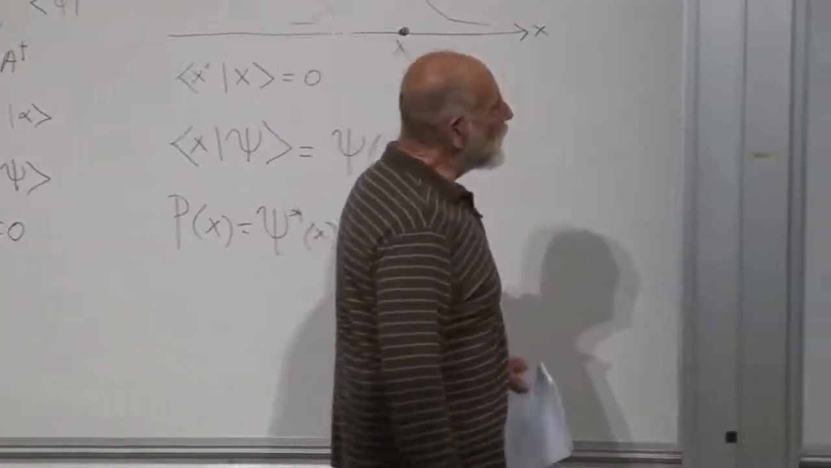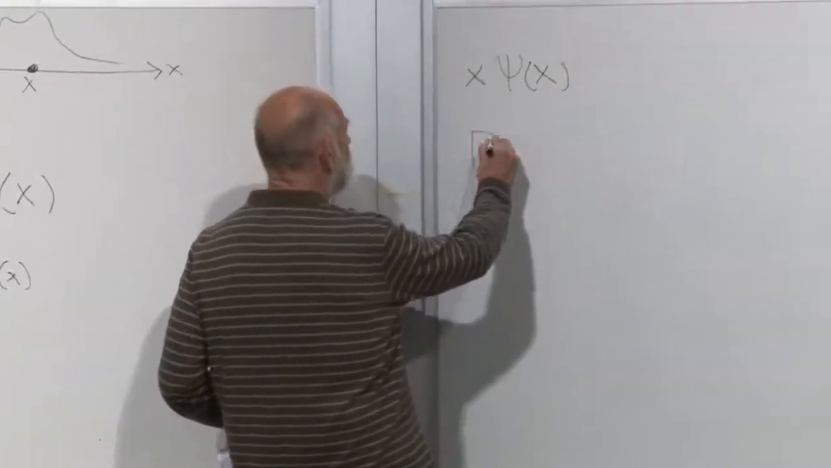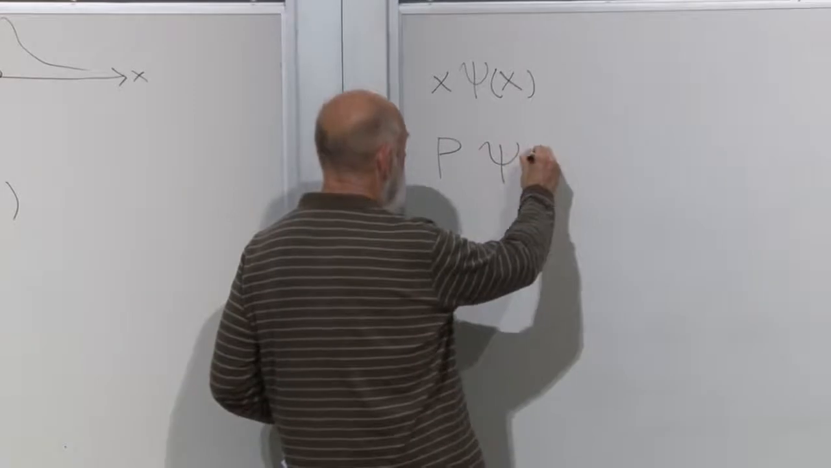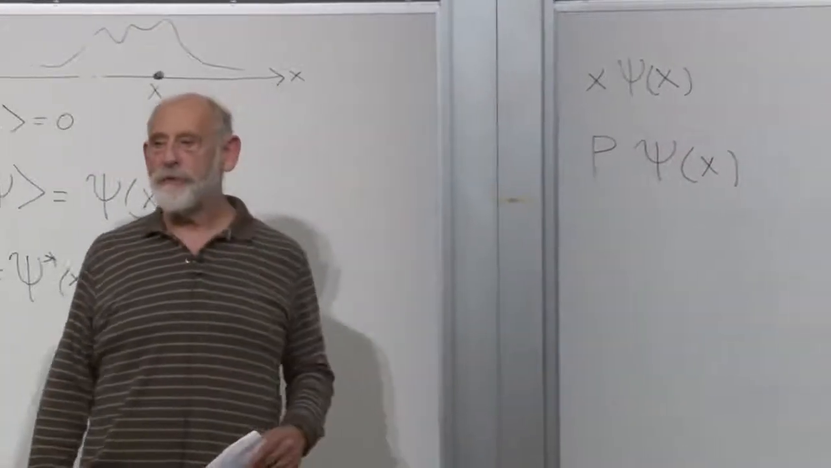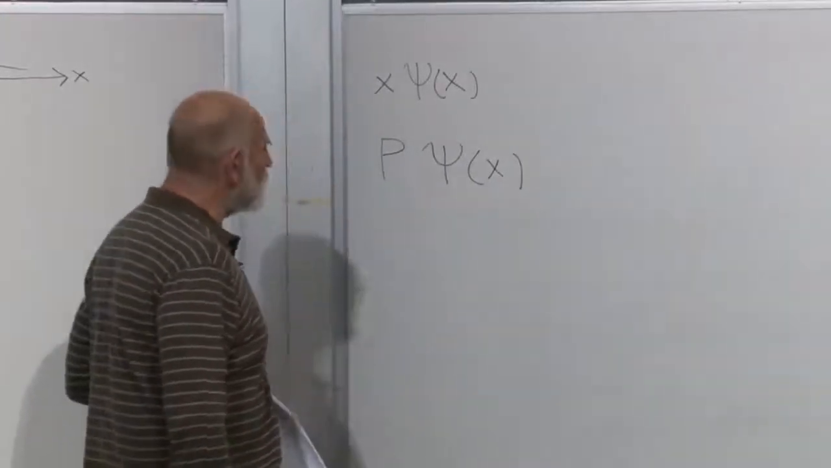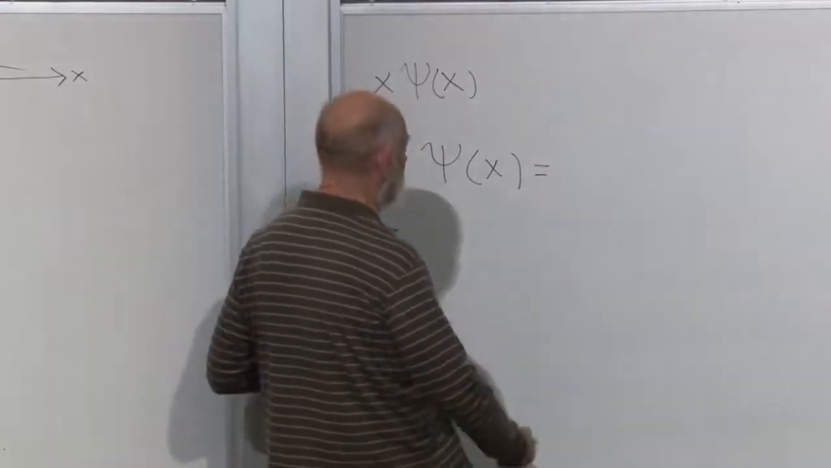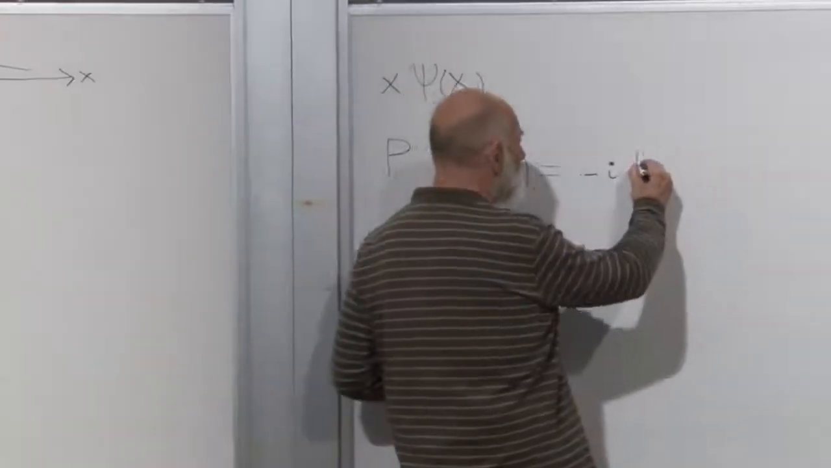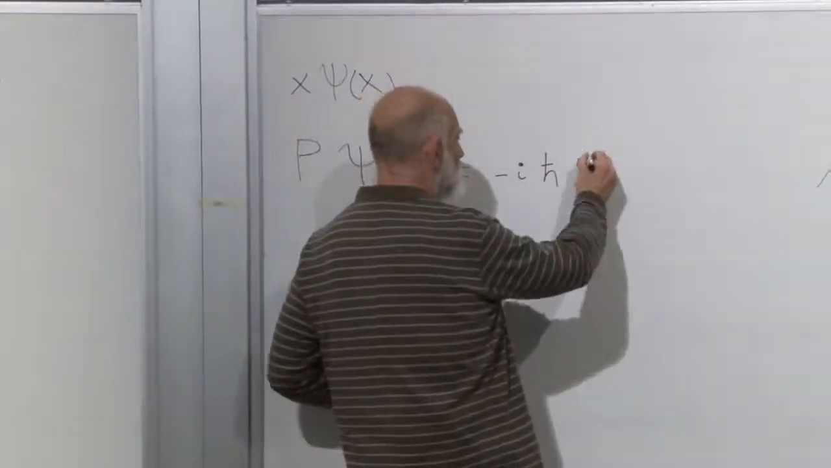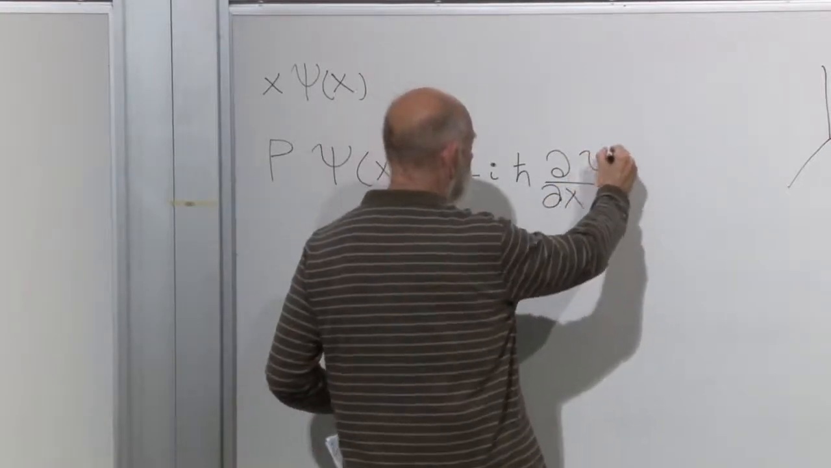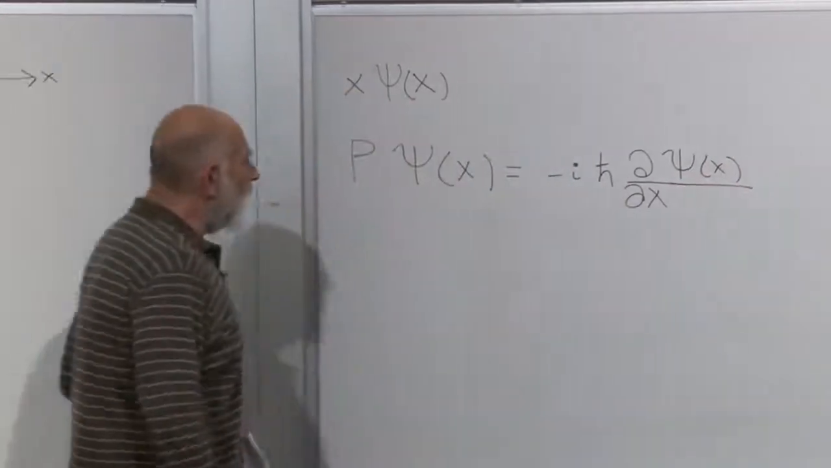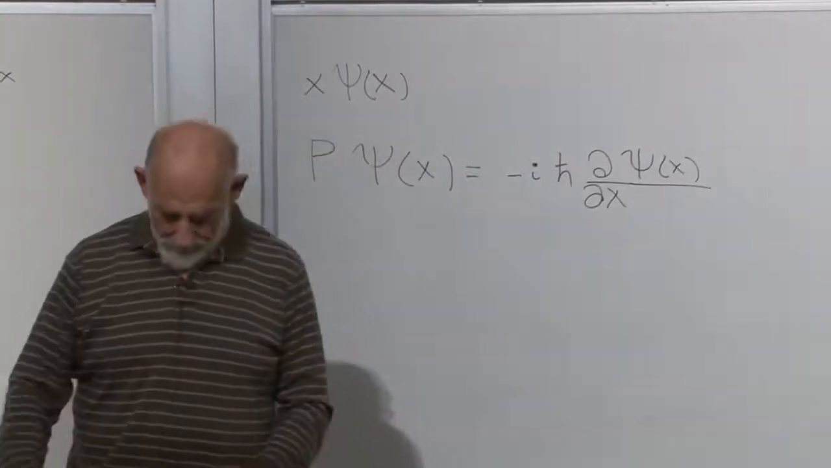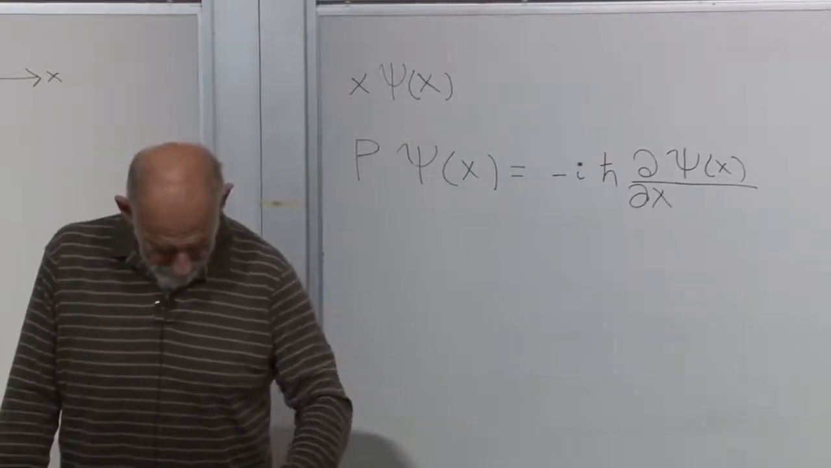Okay. So the momentum of a particle is represented by an operator called P. And P also does something to psi of x. What it does to psi of x is it differentiates it. It differentiates it with respect to x, but not quite. The real thing is that it multiplies it by minus i, the complex number i, and a factor of Planck's constant, h bar, and then it differentiates psi, d by dx, psi of x. That is the operator that acts on wave functions that represents the observable momentum. Everybody remember this?